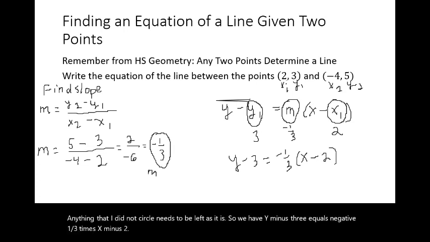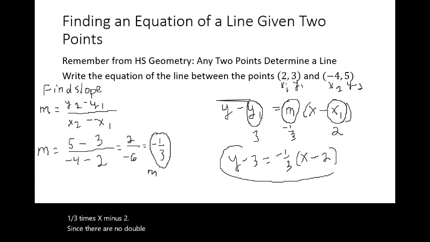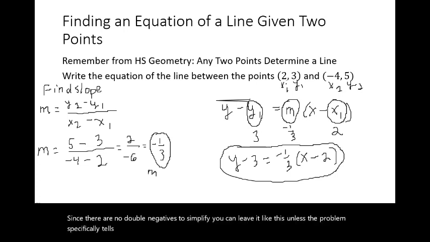Since there are no double negatives to simplify, you can leave it like this. Unless a problem specifically tells you to write it in slope-intercept form, you can go ahead and leave it in point-slope form. This is completely fine. This is a good enough final answer.